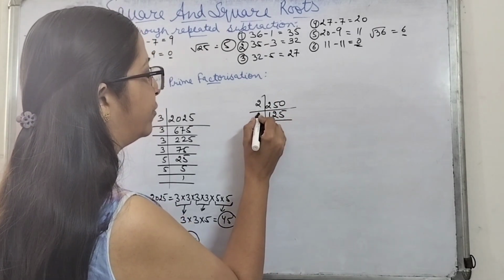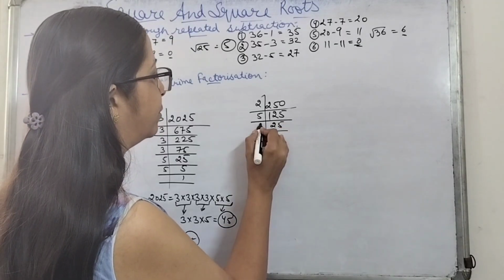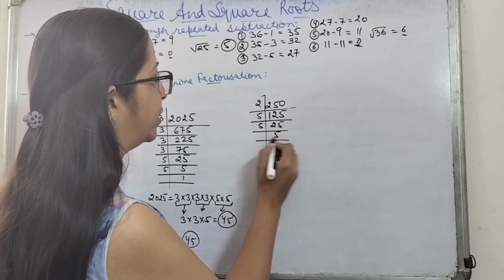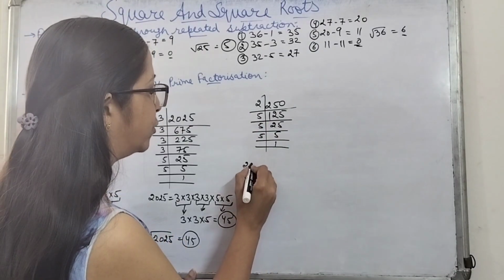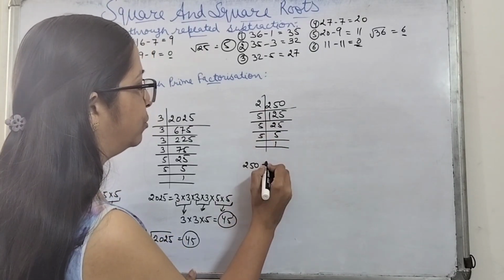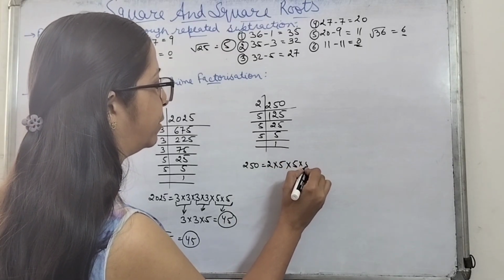Now it is divisible by 5. 5 2s are 10, 5 5s are 25. Then again by 5, 5 5s are 25. Again by 5, it is 1. Now the prime factorization of 250 is 2 multiplied by 5 multiplied by 5 multiplied by 5.